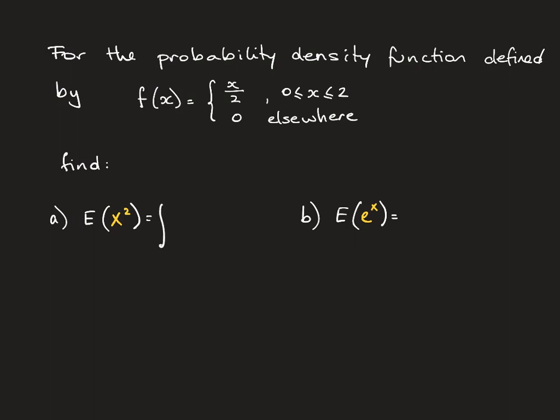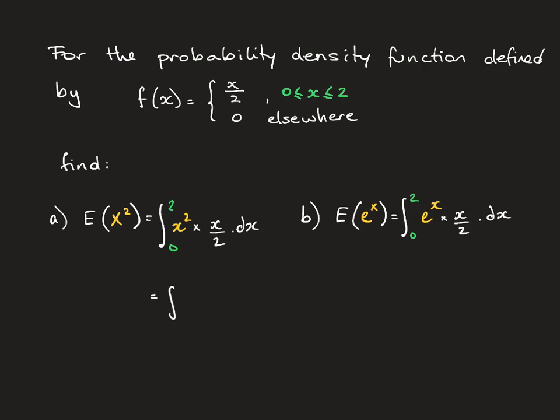So we're going to integrate between 0 and 2, because we've got 0 and 2 for our section of the function that's defined, and we're going to multiply that by x squared, and then we're going to times that by our function x over 2 dx. We'll do the same thing for e of e to the x, and then work them out from there.